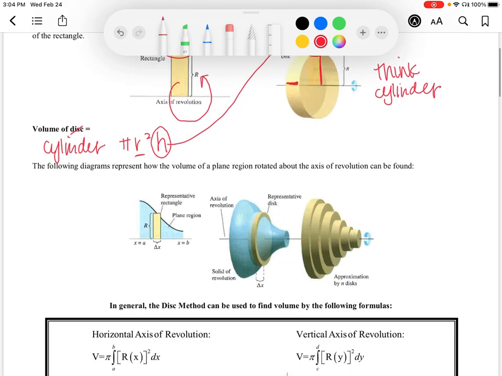The following diagrams represent how the volume of a plane region rotated around the axis of revolution, in this case the x-axis, can be found. That's what I was talking about right there. We're going to take a bunch of rectangles, like a Riemann sum, and add up all those rectangles, and that's going to get us the integral that we're looking at.